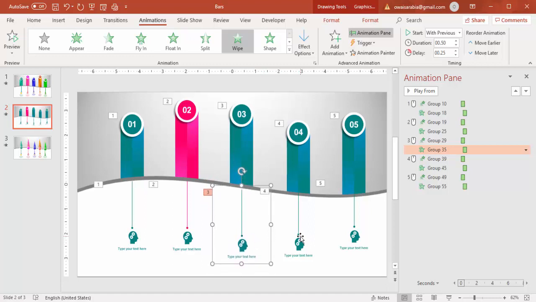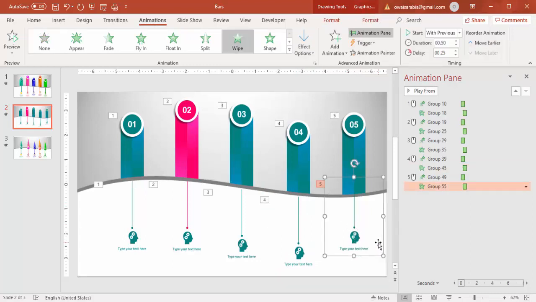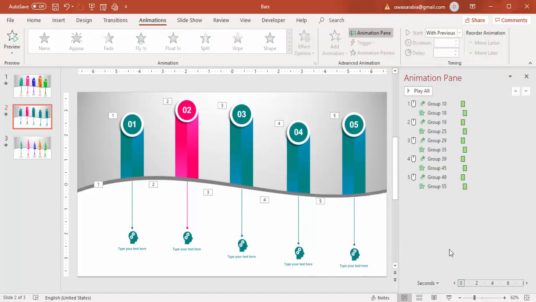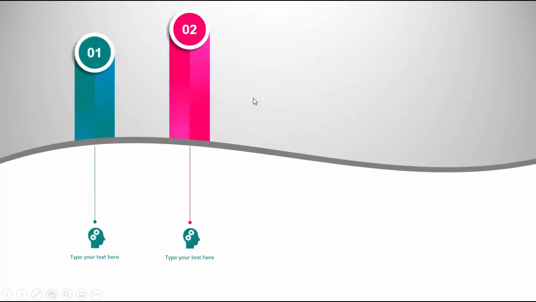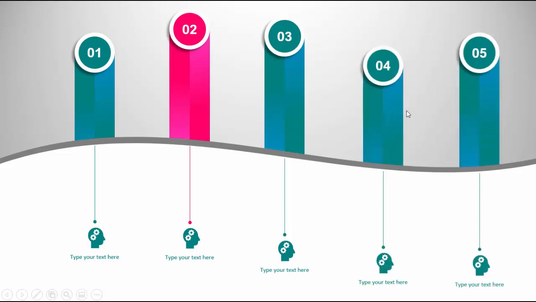Align it properly. You can reduce the line size also. So let's see how it looks now. When I click, it will show me the first option, then the second, the third, fourth, and fifth.